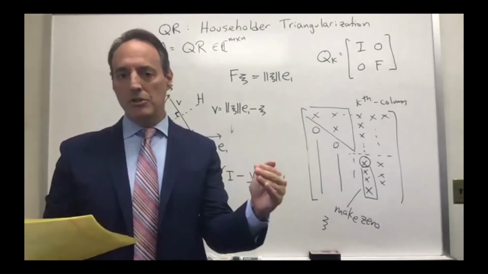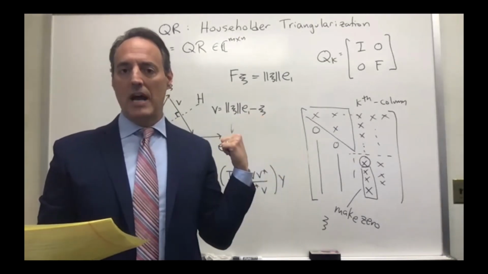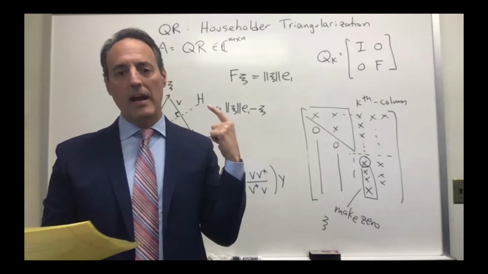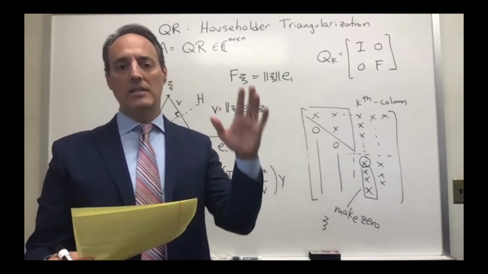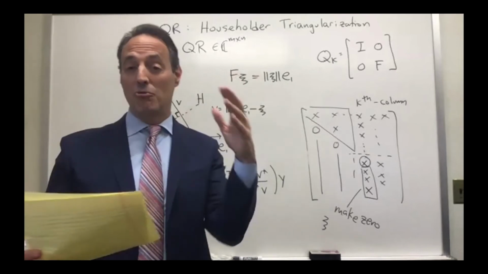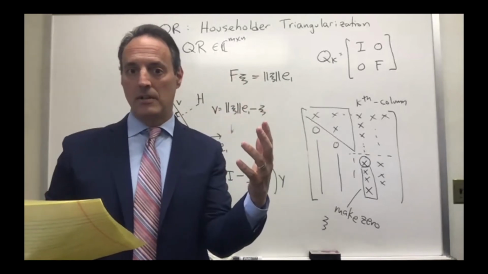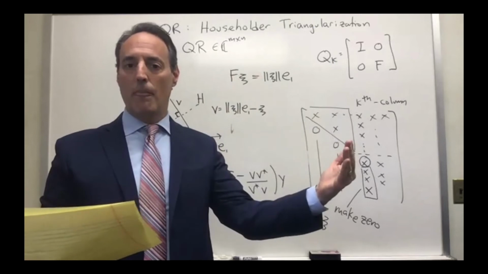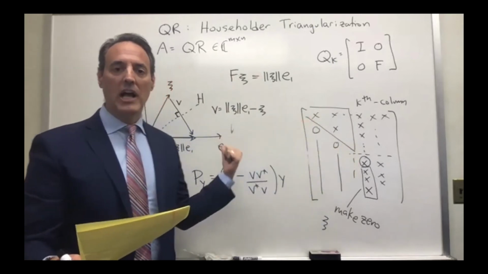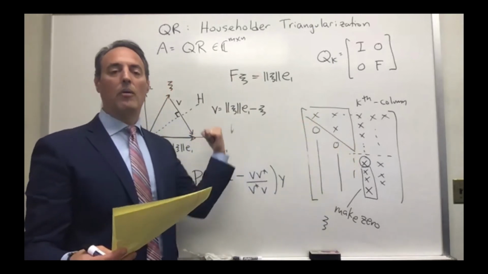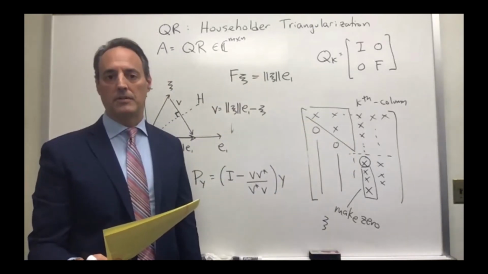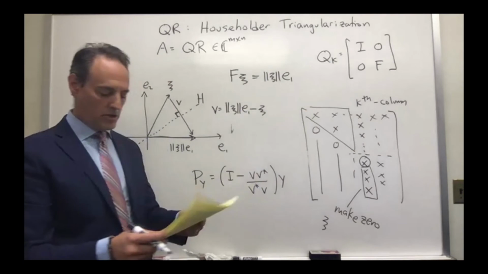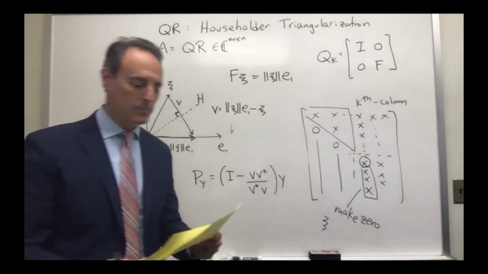Both Gram-Schmidt and this Householder triangularization are going after the same thing, which is how can I use a sequence of matrix multiplies that have really nice properties to either get me an orthogonal basis, or in this case, how can I construct orthogonal projections to construct a rectangular upper triangular matrix? And that's what this thing is starting to do for us.